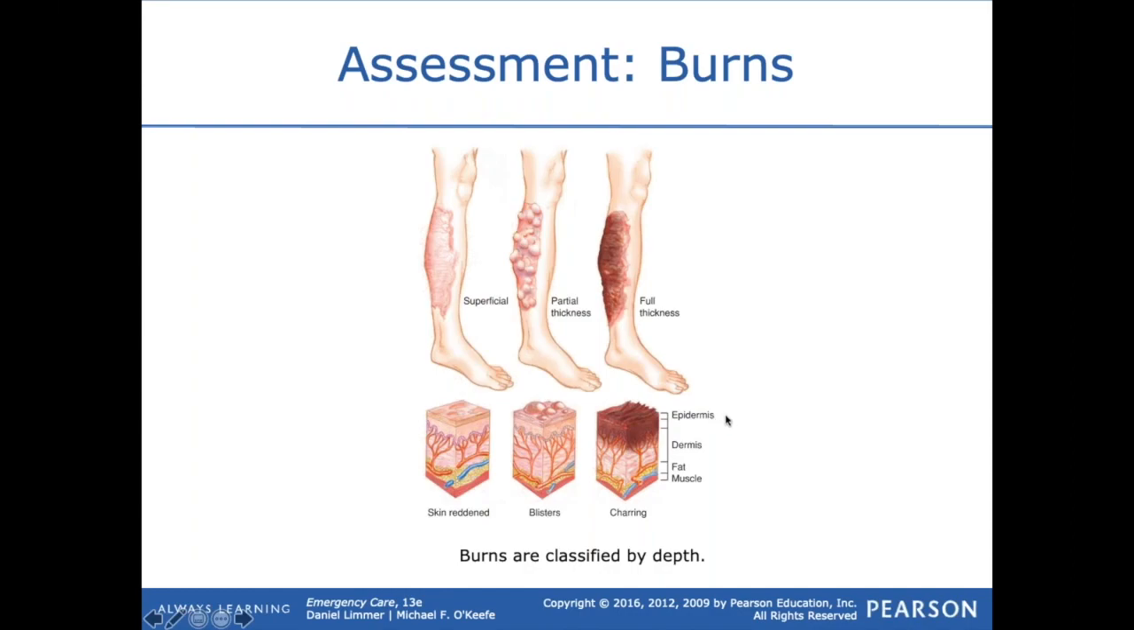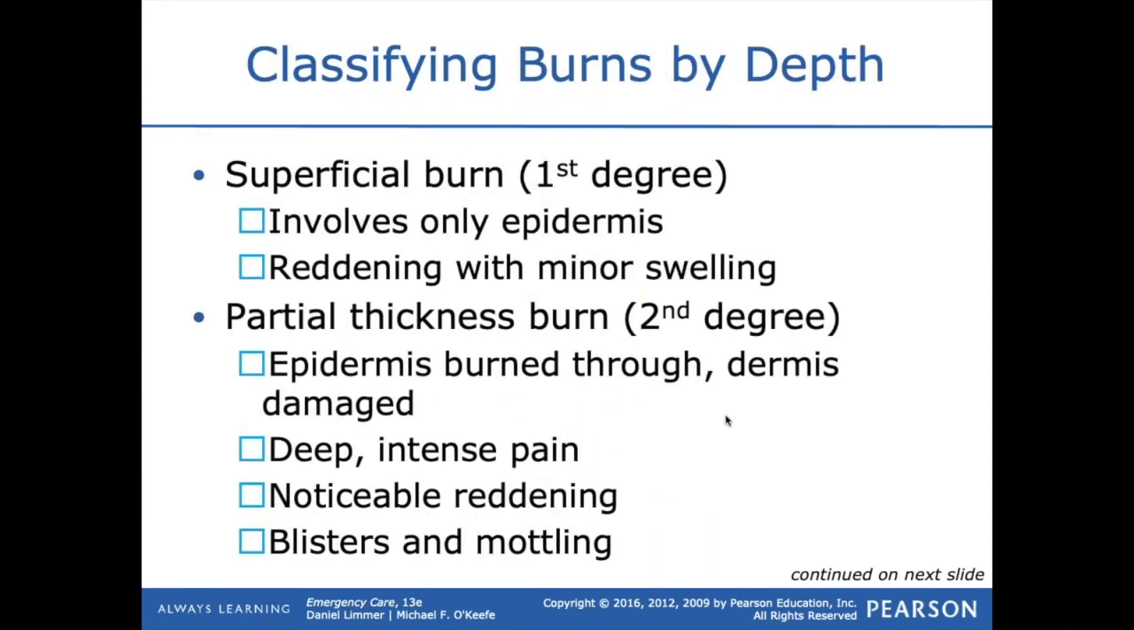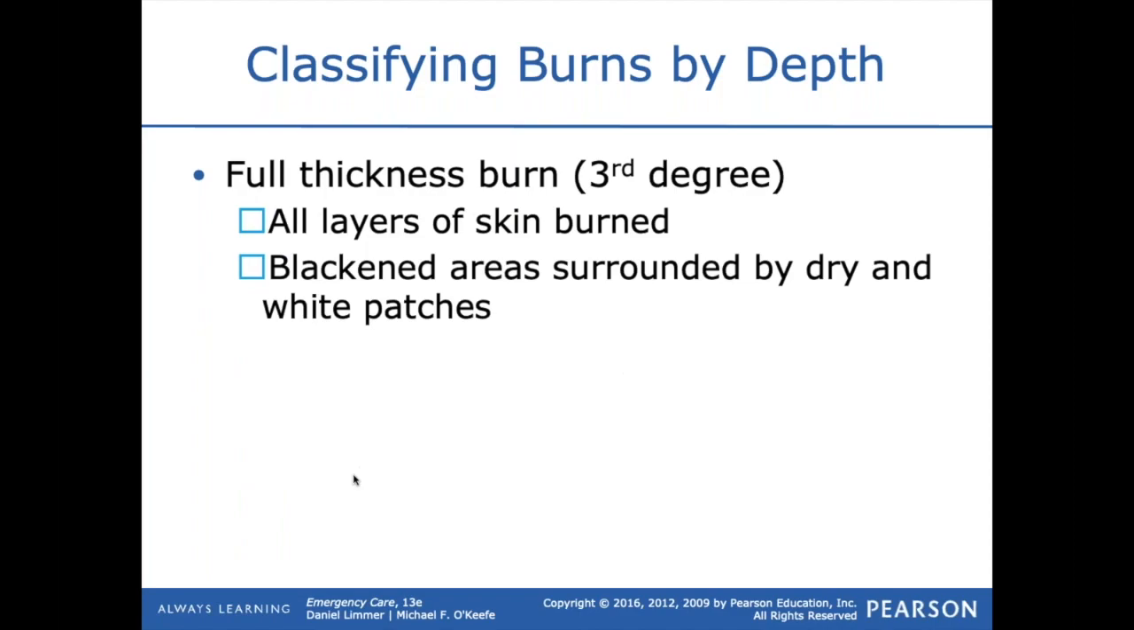These diagrams do us a great disservice. A lot of your full thickness third degree burns are not going to be black or brown like charred meat. It may just be white. It may look waxy, okay? But think about shriveled, burned meat. First degree, again, only the epidermis, but you've got some swelling below it, and that's causing some pressure and pain. Partial thickness down through the dermis, deep intense pain, lots of reddening, lots of blisters. And then third degree, so blackened areas, so charring, surrounded by dry white patches.